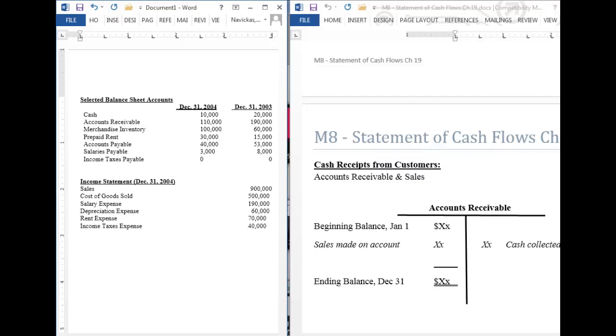Hello, today we're going to go over the statement of cash flows. We're going to look at how to create the operating section of the cash flow statement. All right, so the first one we're going to look at is cash collected from customers, because that's a cash inflow and that's an operating piece.